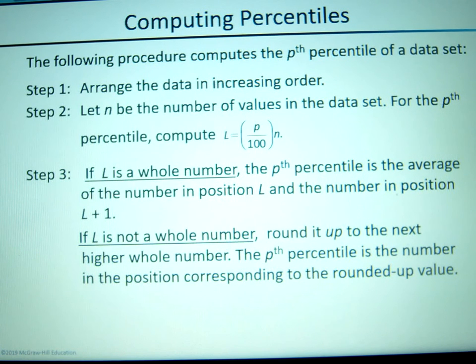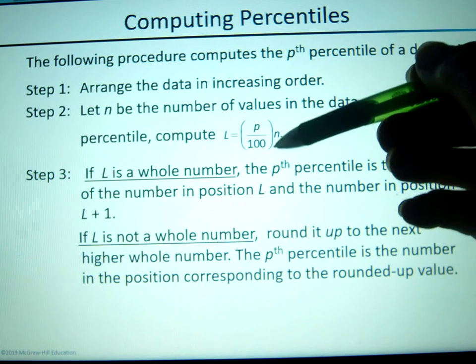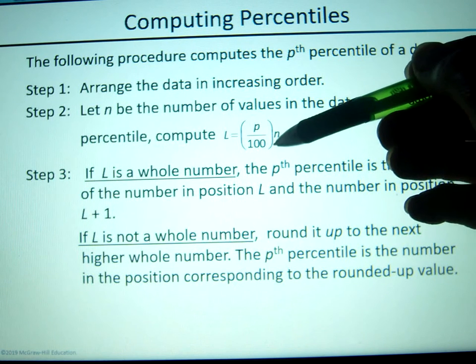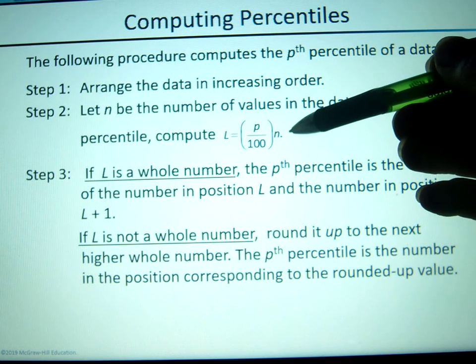Now the following procedure can be used to compute the percentile of a data set. First, you're going to arrange it in increasing order again. Then let n be the number of values in the data set again. For the pth percentile, you're going to put that number over 100, that changes it to a percentage, and then multiply it by n, which is the number of values in that data set.